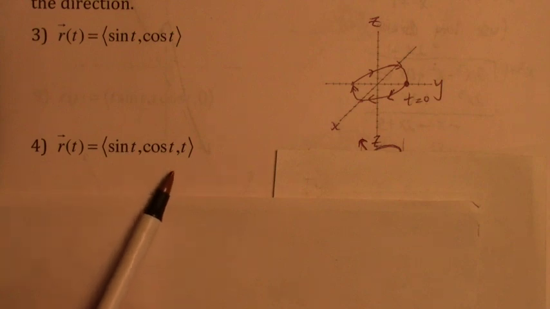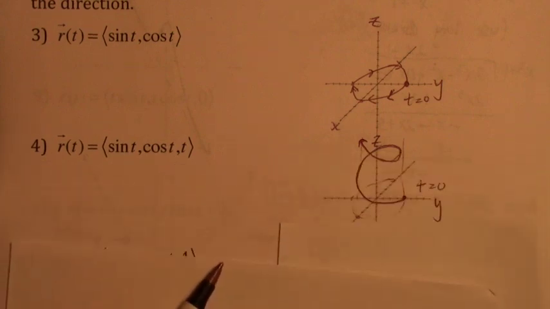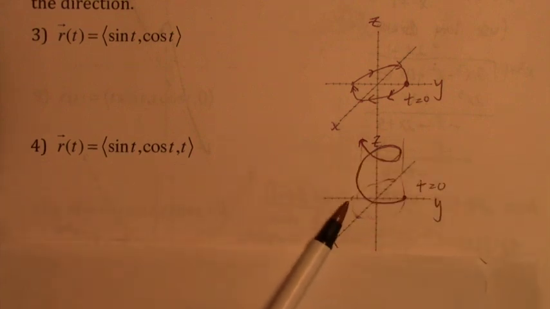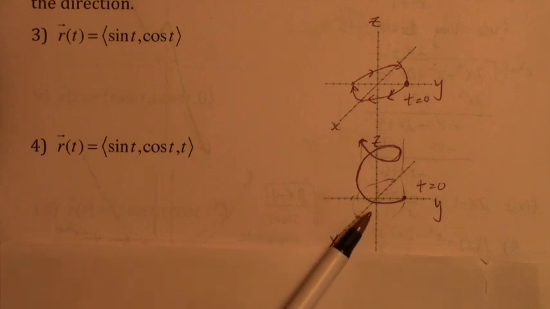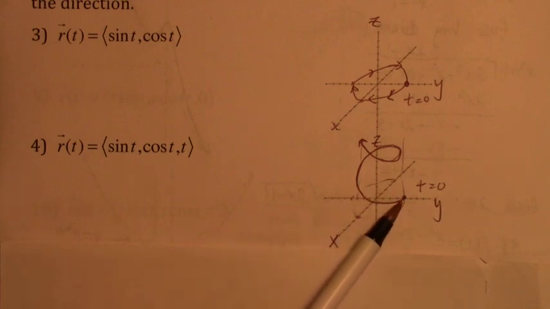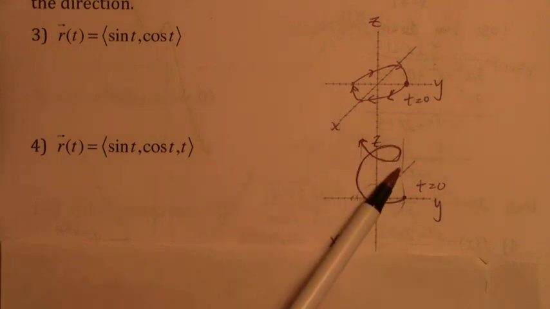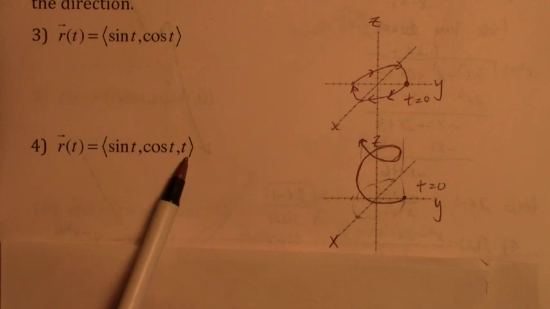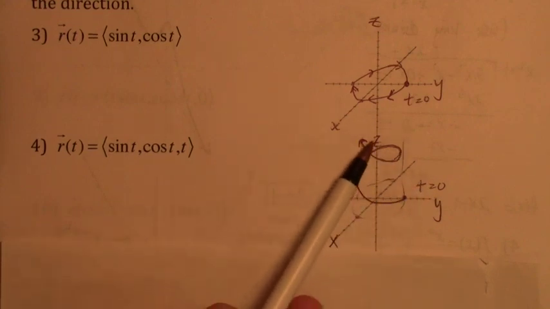Anyway, compare that to this vector function. X is sine t, y is cosine t, and z is t. You've seen this one a lot, or you will see this one a lot. I use this a lot of times in class because it's so easy to draw. But x and y are moving around a circle. At t equals 0, you're right here at the point 0, 1, 0. And you're moving in a counterclockwise sense, but t is also changing, so it's like a spiral, a helix actually.